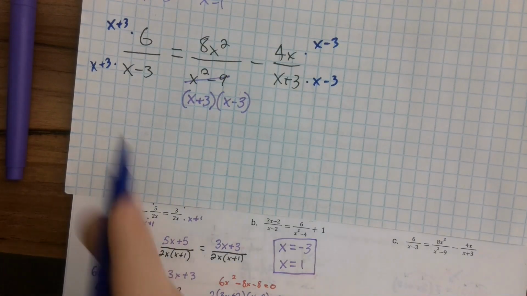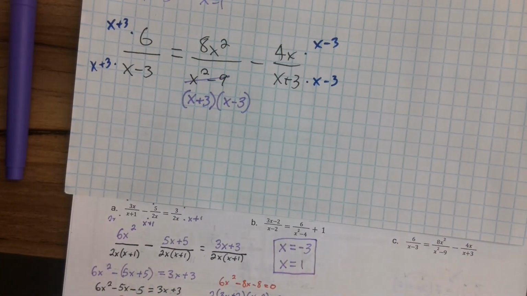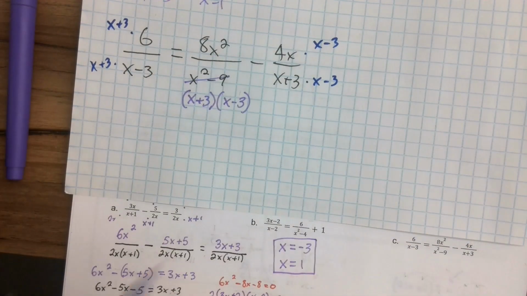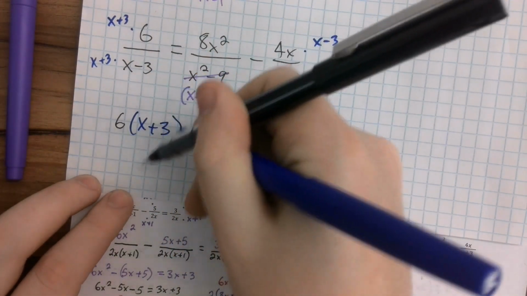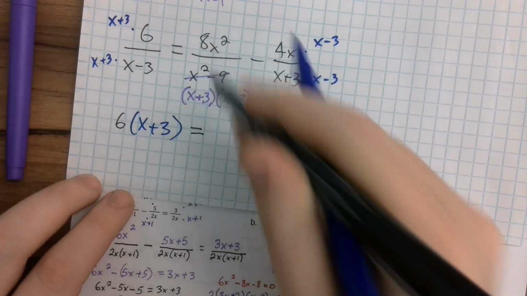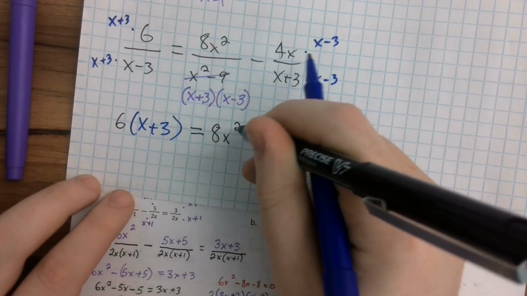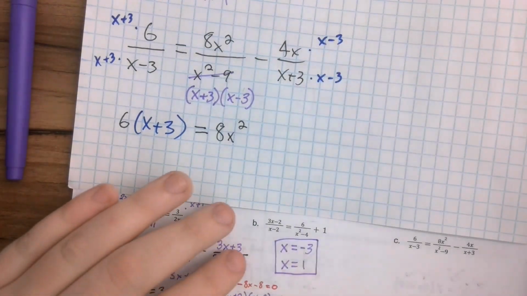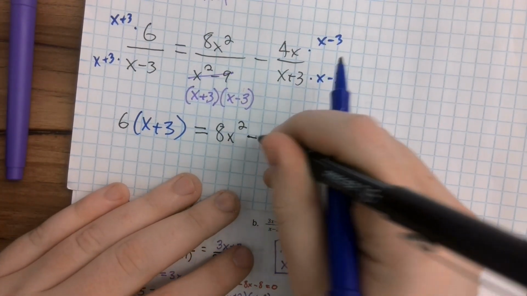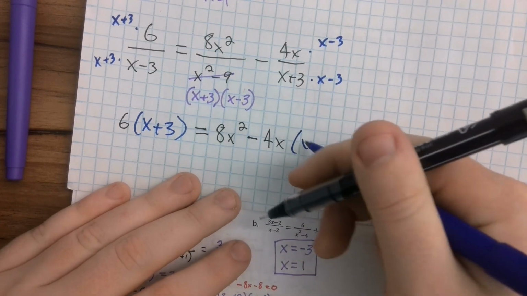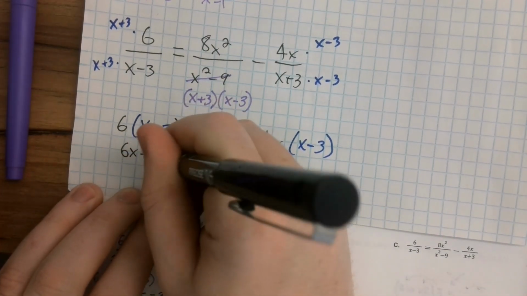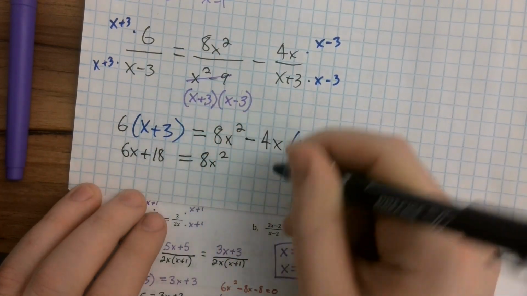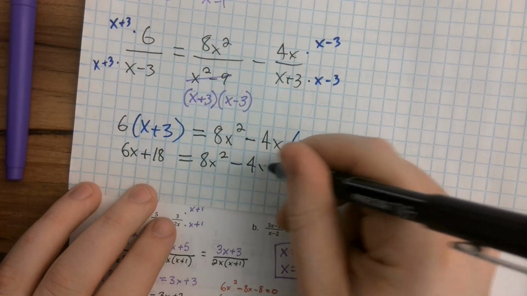All the denominators will look the same, so we can just get rid of them. We can just ignore them. And what we have is 6 times x plus 3 equals. We didn't need to multiply anything by our 8x squared term, so that's just going to stay 8x squared. And 4x times x minus 3, we can just write as minus 4x, x minus 3. We can distribute these. When we distribute, we end up getting 6x plus 18 equals 8x squared minus 4x squared plus 12x.